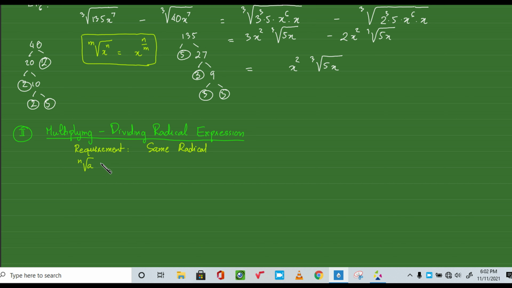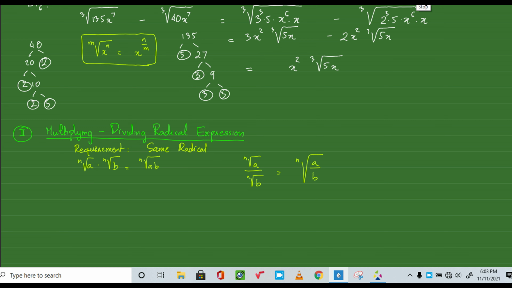Okay, so the nth root of a times the nth root of b gives you the nth root of a times b. The second formula is the nth root of a divided by the nth root of b, which gives you the nth root of a over b. We already learned this formula last time. We're going to apply these two formulas here, and check if it's the same radical or not. Even if a and b are different, the radical must be the same in order for it to be multiplied or divided. Okay, so let's see how we do it.